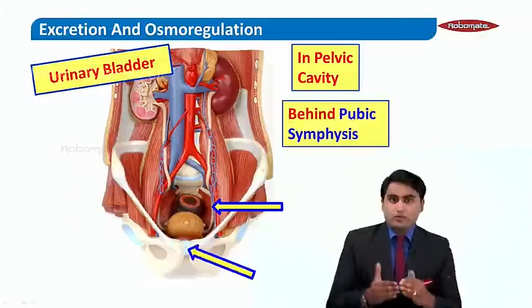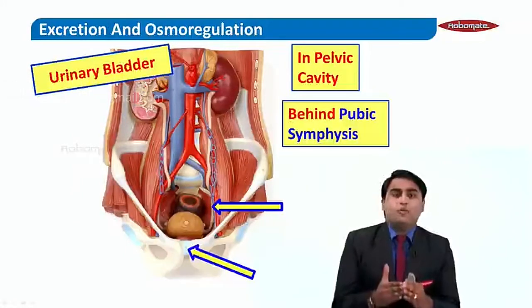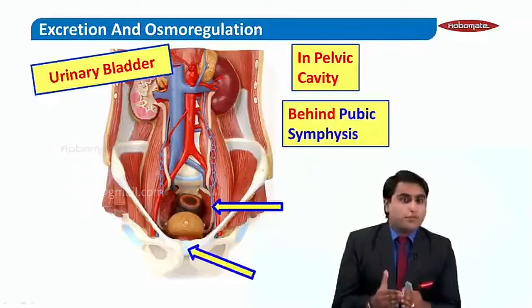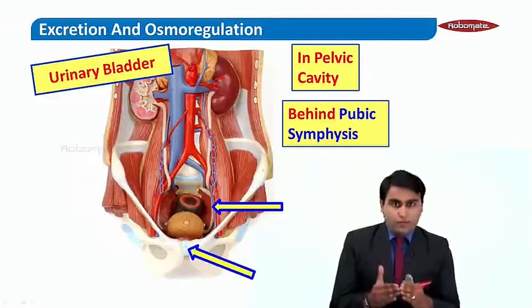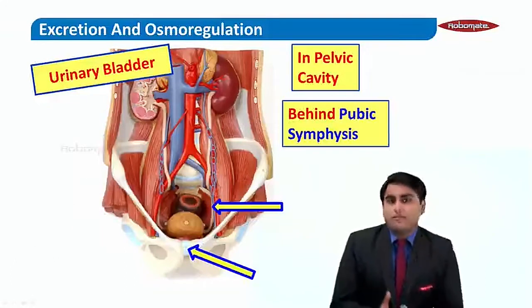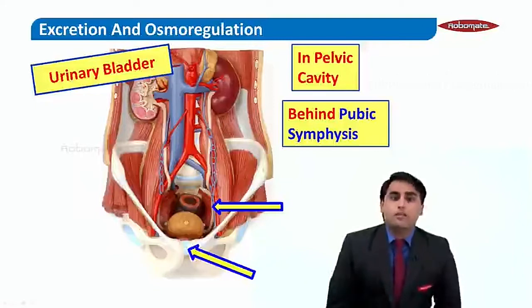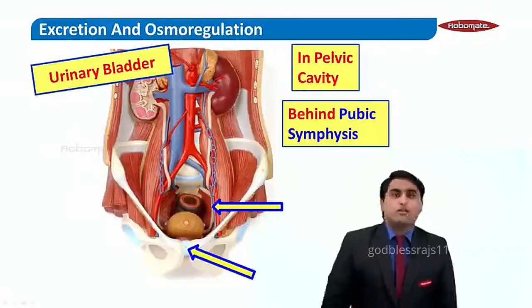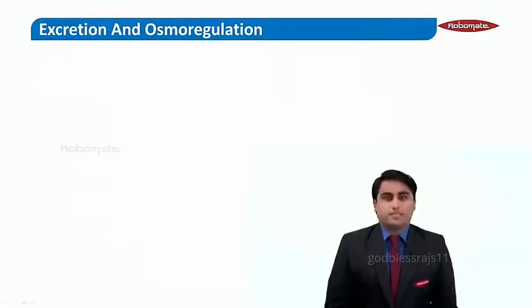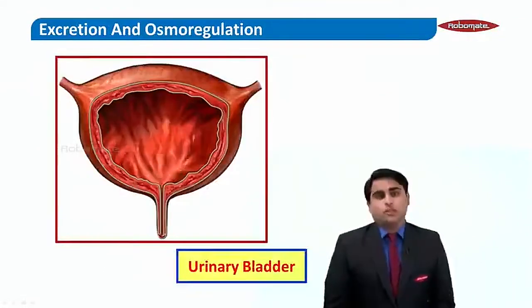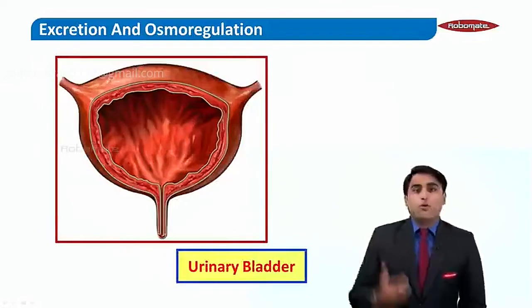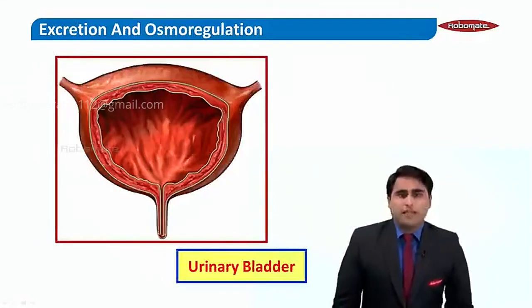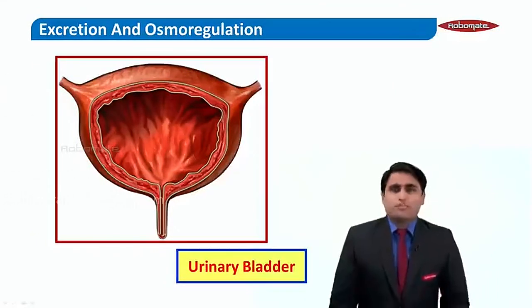As the hip bone fuses, it forms anteriorly a pubic symphysis, the fusion of the pubic bones, and behind this fusion of pubic bones, which is termed the pubic symphysis, there is the urinary bladder. So the urinary bladder is situated behind or posterior to the pubic symphysis. That was the location of the urinary bladder. Now you can see an open cut section of a urinary bladder. Now let's see what the shape of this urinary bladder is.